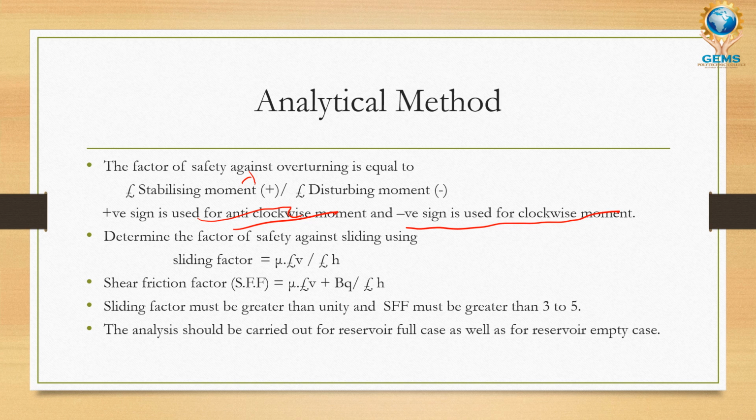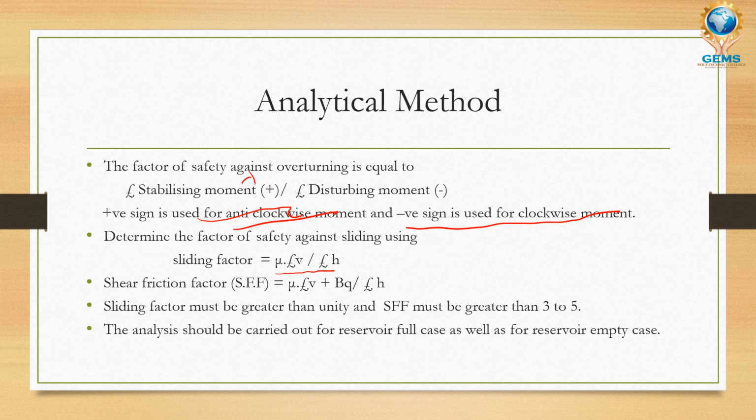Then determine the factor of safety against sliding. The sliding factor is mu into summation V divided by summation H. If you are finding the factor of safety against sliding, this is the sliding factor you have to analyze: mu into summation V divided by summation H.